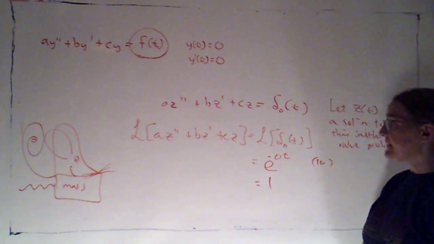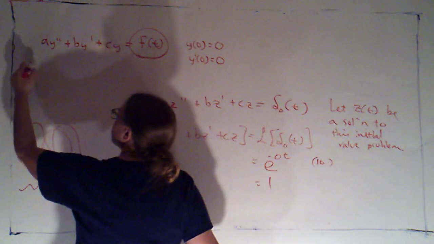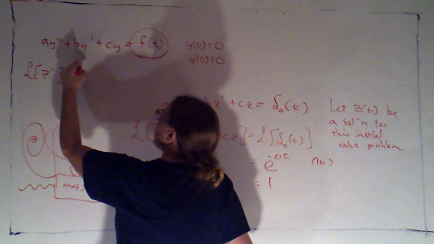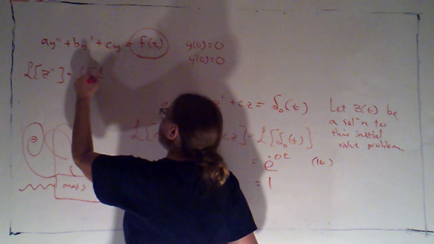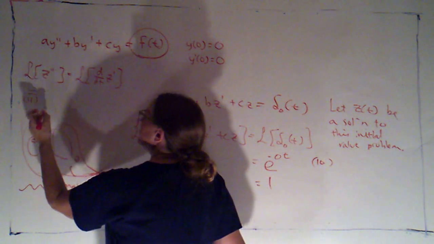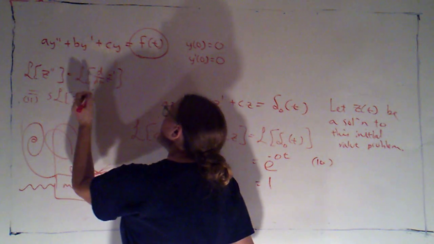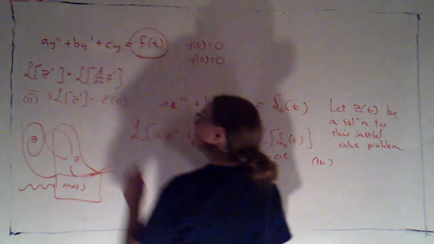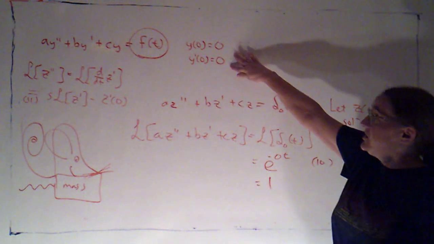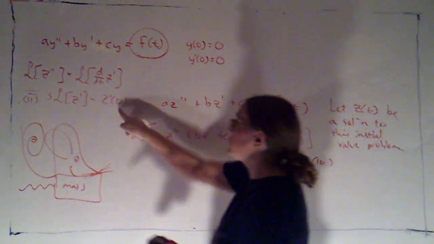Now, I want to work out this left-hand side. So I'm going to do a little bit of side work for the Laplace transform of z double prime. I'm going to just remind us that that's the Laplace transform of the derivative of z prime. So by rule 11, that's going to be s times the Laplace transform of z prime minus z prime at 0. But of course, we're sticking with this initial condition. I just happen to be calling my solution z instead of y, so this is just 0.